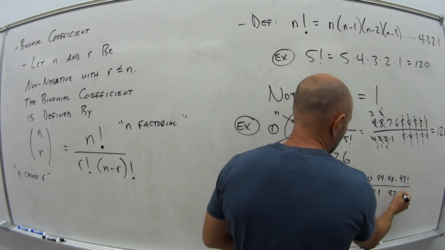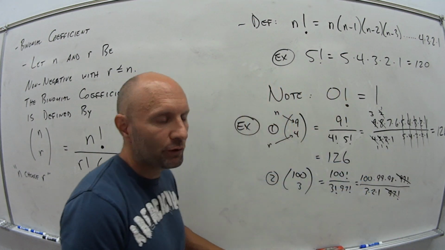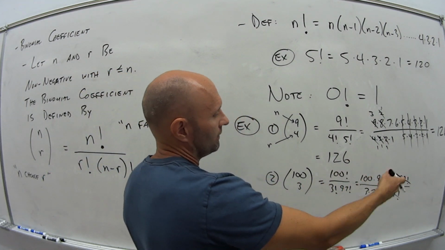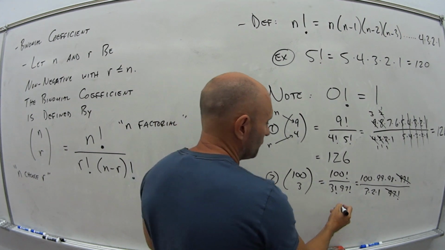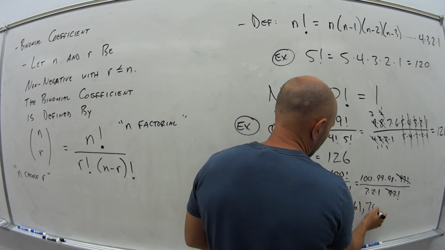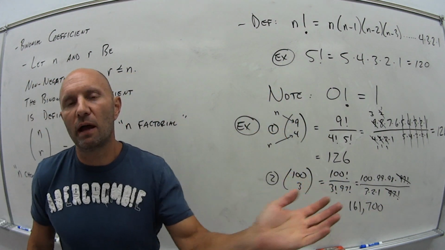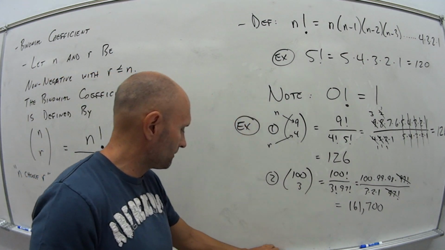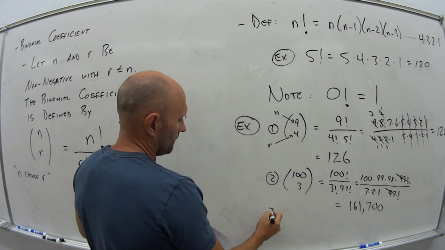over 97 factorial. So the 97 factorials cancel each other out. Now you're left with 100 times 99 times 98 over 3 times 2 times 1, which is 6, which gives you not a very nice number, 161,700. But it beats the heck out of multiplying 100 numbers together. So use that to your advantage to simplify the math a little bit.